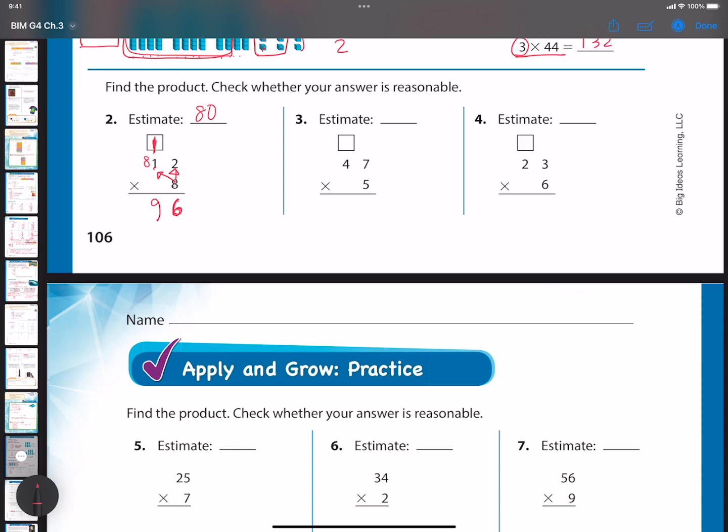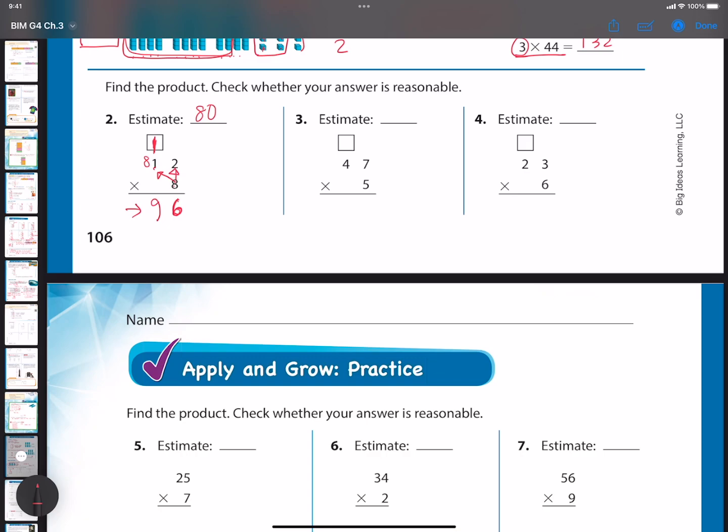Reasonable. If your estimation was about 800 or 8,000, then this product, 96, would not be reasonable. But since this is close enough, your answer, which means your product, is reasonable.